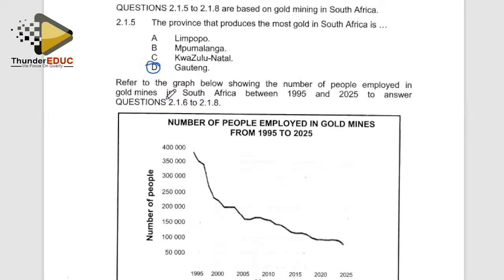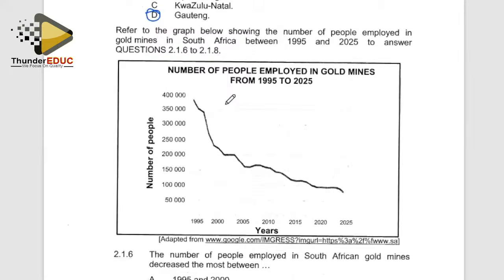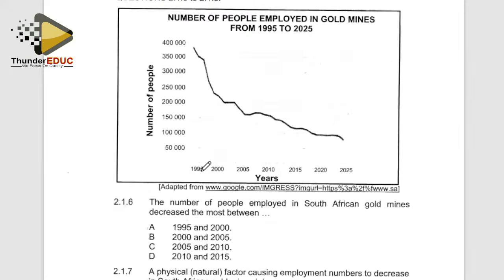Refer to the graph below showing the number of people employed in gold mines in South Africa between 1995 and 2025. Right, so we are seeing the trend. In 1995, our figures are close to 400,000 people, and by 2025, we have less than 100,000 people.